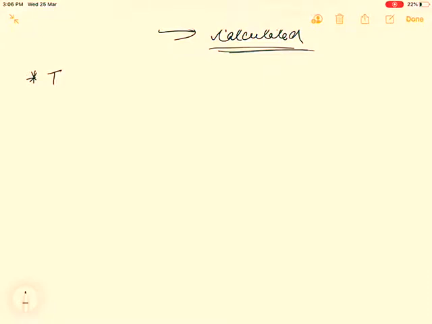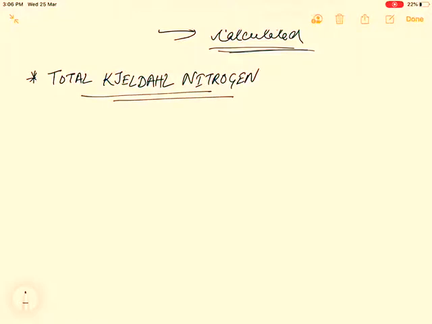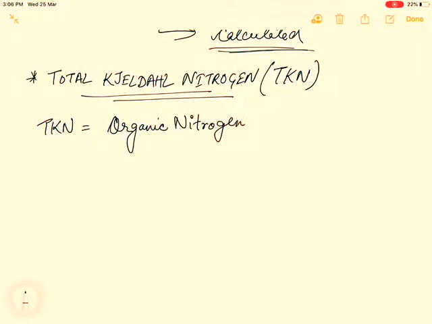Okay, so there is one more term that is called total Kjeldahl nitrogen. What is total Kjeldahl nitrogen? The total Kjeldahl nitrogen is called TKN in short. Okay, so TKN equals organic nitrogen plus ammonia nitrogen.